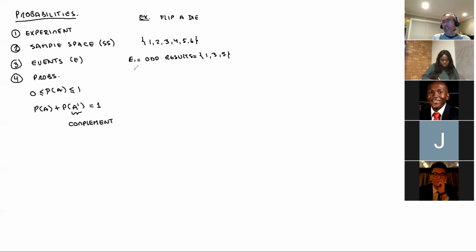You can create as many events as you want. You can simply say, you know what, I want event 2 to be equal to the number 6. So what is your event? Simply 6. Make sense?